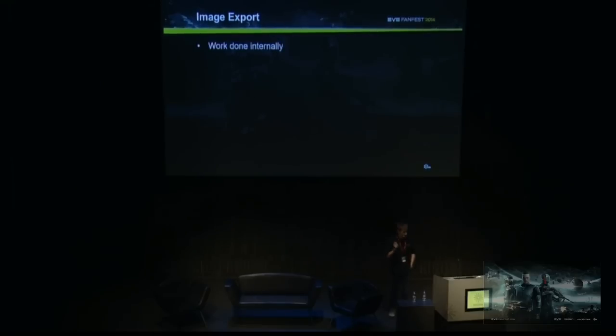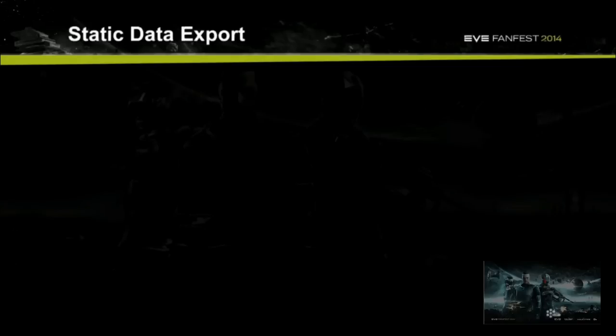So, the image export, where are we with this? What has been done? This is about all I have to say about it. We did some work on it internally. It's faster for us. And if we do need to touch it, the code is all much better and nicer and whatnot. But there's nothing that's, as far as you guys are concerned, happening with it anytime soon.